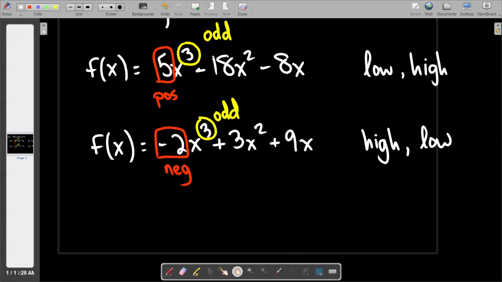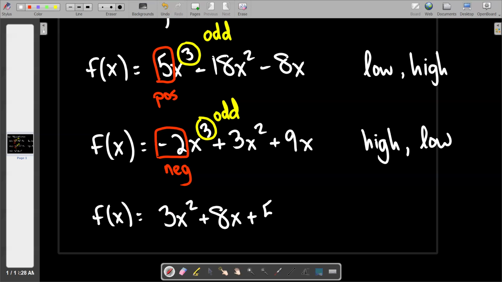I'm going to leave the screen like that, but I do need to write down the next example. So our third function is f of x equals 3x squared plus 8x plus 5. If I'm any good at this, you've picked up what I've said. Which number do we look at first? The degree.